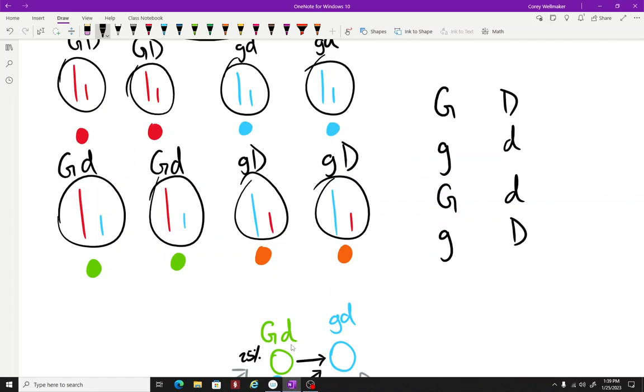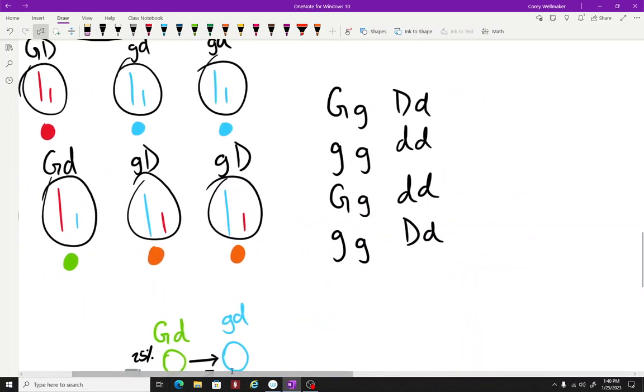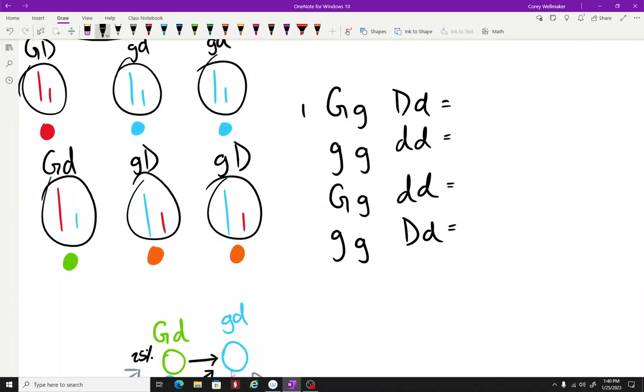The homozygous recessive parent is always going to be sending little g, little d, every time. And so the phenotypes for the offspring, there's going to be 4 different phenotypes, and they're going to be equally represented.